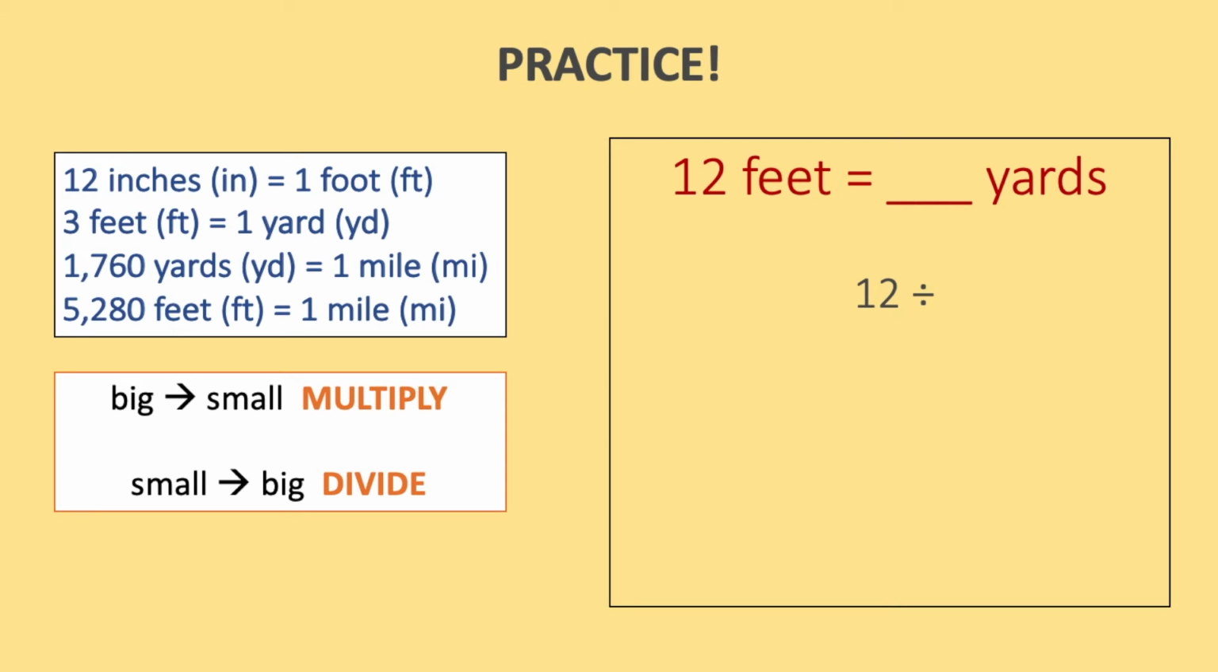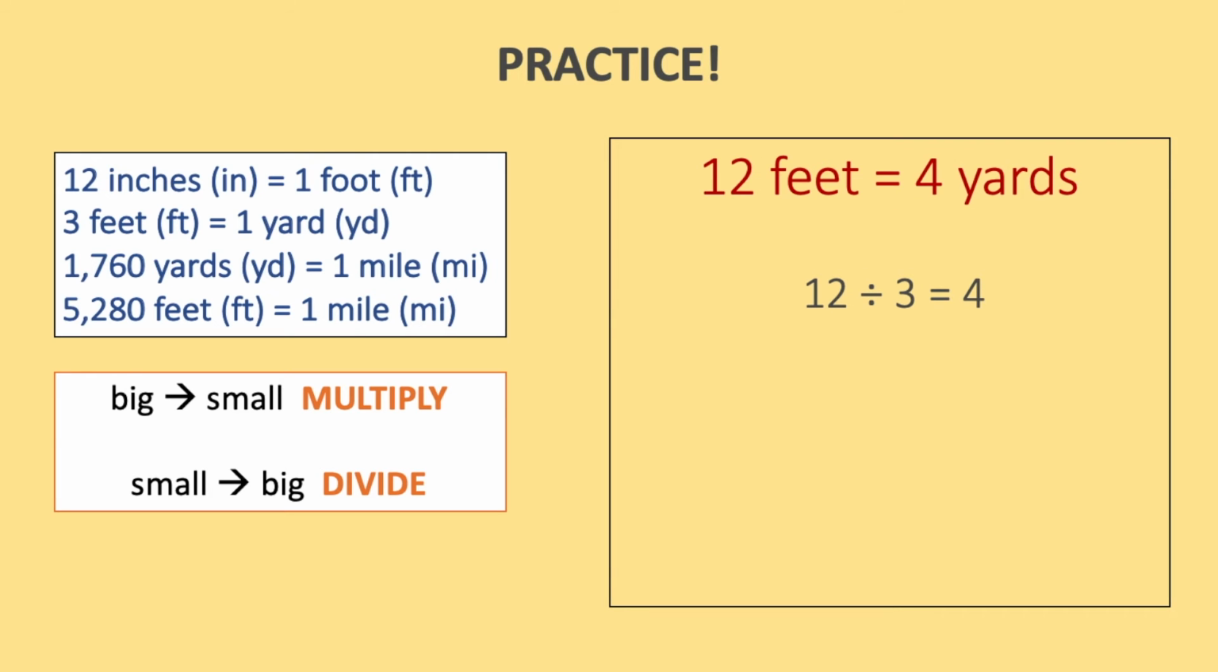So in 12 feet, we'll have a certain number of yards. When you go from feet to yards, we're going to divide by 3. So 12 divided by 3 is 4. So 12 feet is 4 yards.